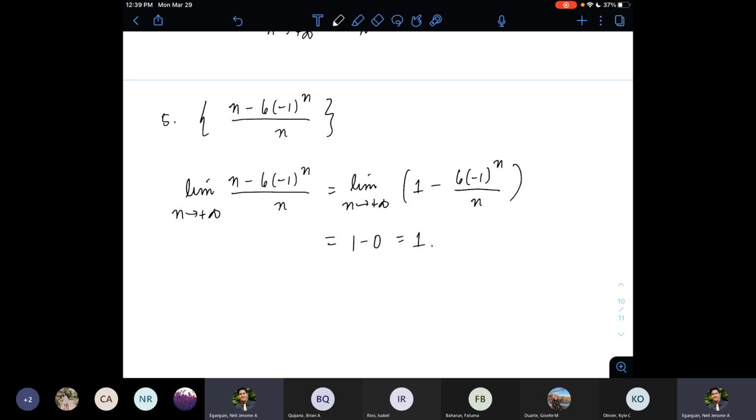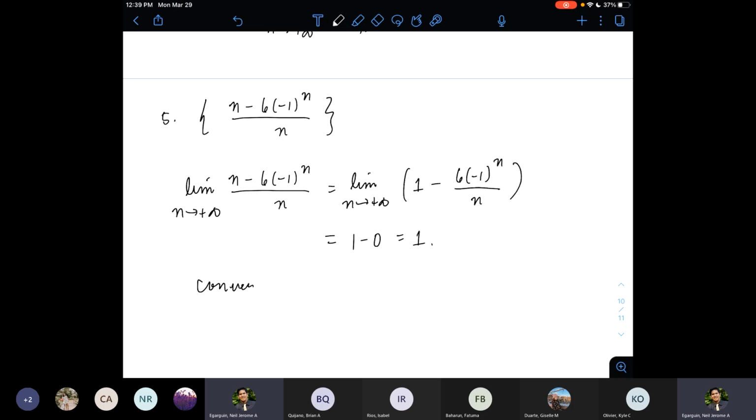And you're correct, Fatuma, right? So this converges to 1.